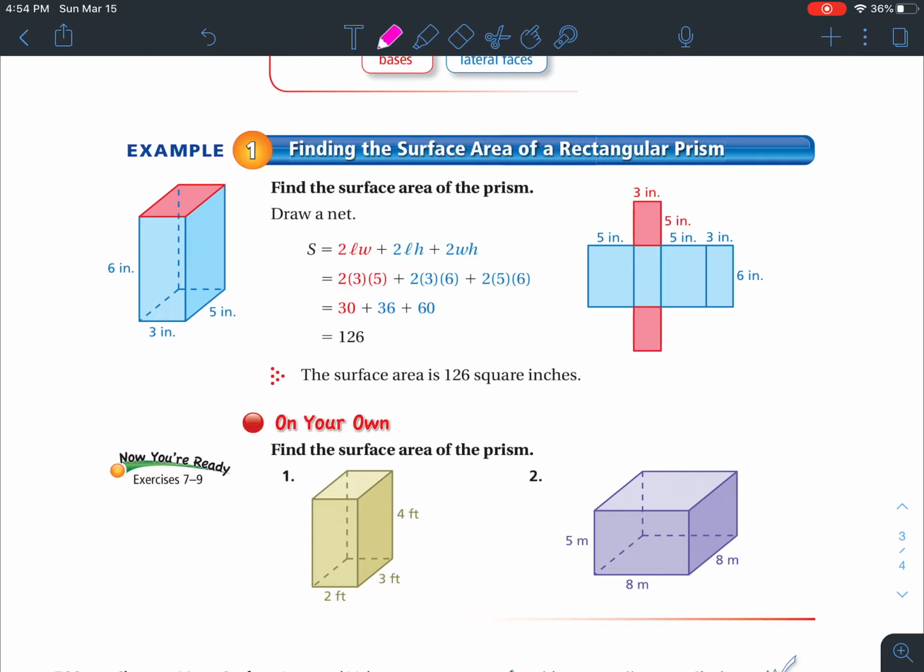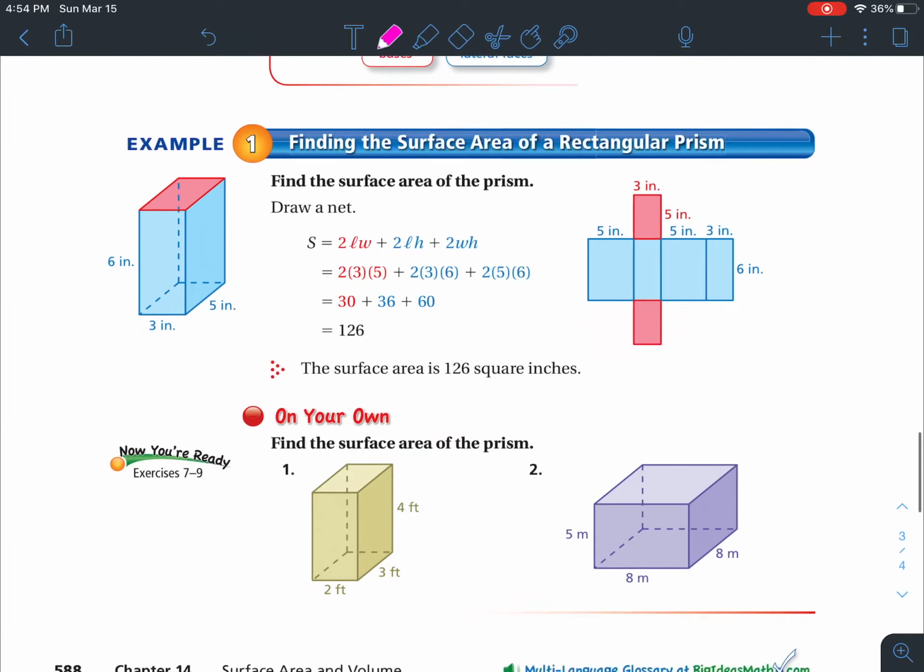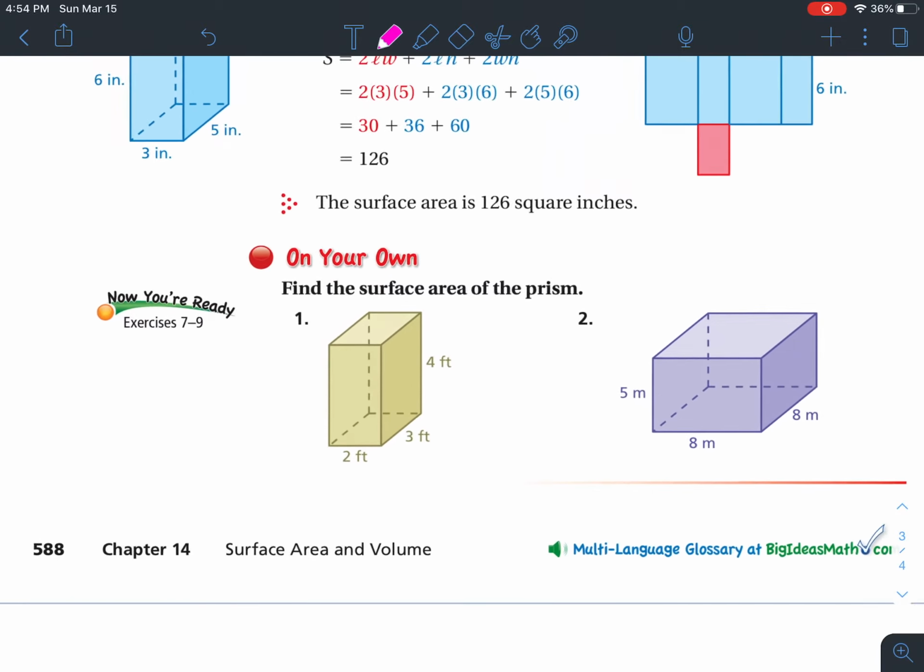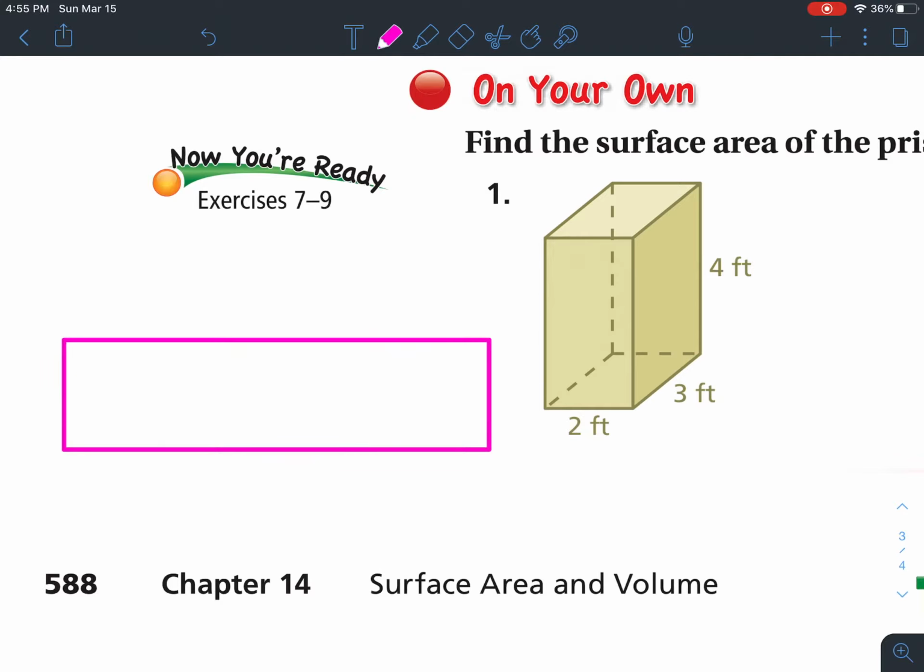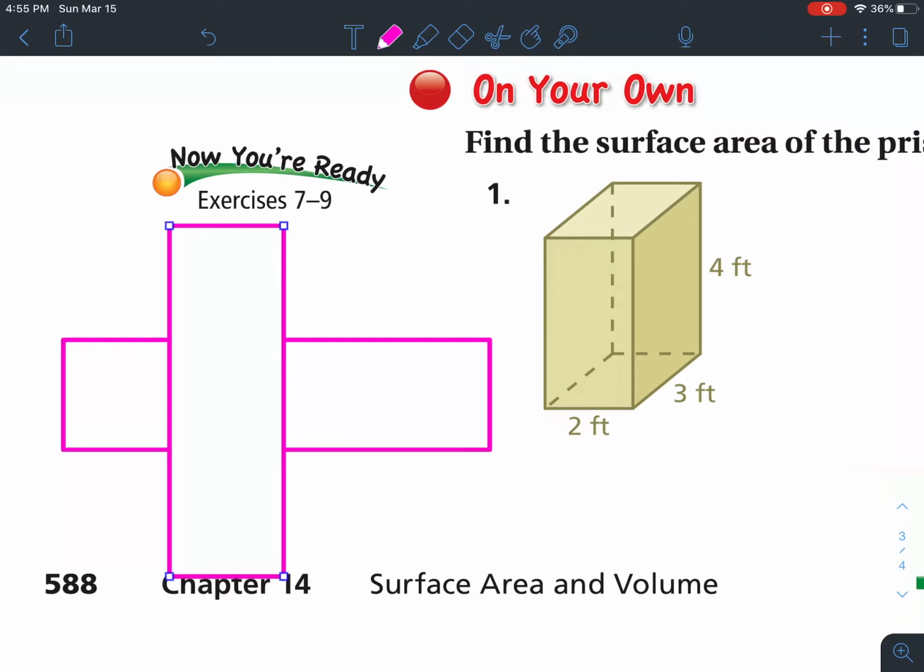This example walks you through how to solve one. We're just going to do these ones together. So again, we're finding the surface area by always drawing a net. So go ahead and practice. The nice part about Notability, it'll make a rectangle for you. And then I found it's easier to just draw another rectangle here and then kind of connect.